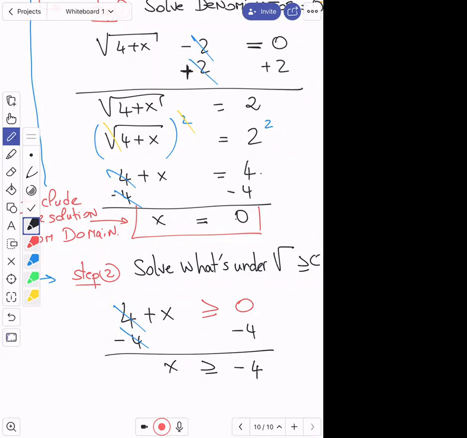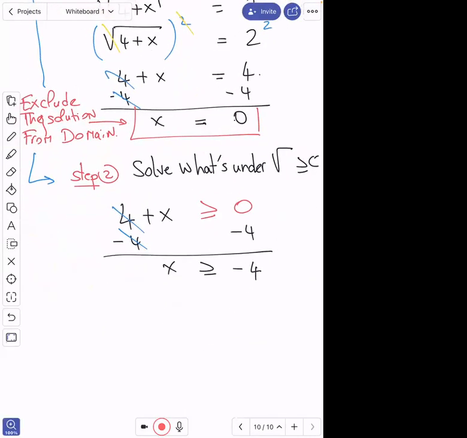Now, in the last step, we need to combine the solutions we got in the first step and the second step. In the first step, I solved the denominator equal to 0, and I got this solution x equal to 0, and we need to exclude this x equal to 0 from the domain, right? And in this second step, when I solve what's under the square root larger or equal to 0, I'm saying my x can be any number larger or equal to -4, right? So in this last step, step number 3, I'm gonna try to combine the first and the second step.